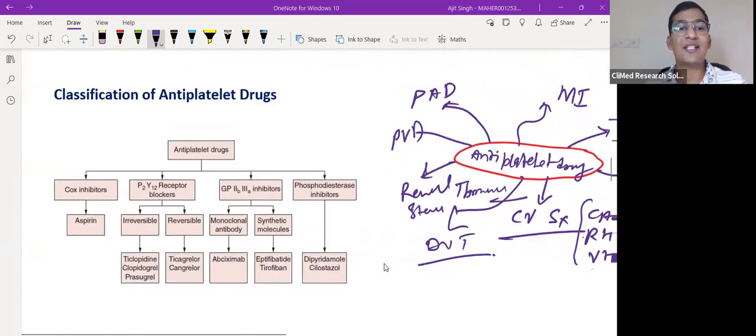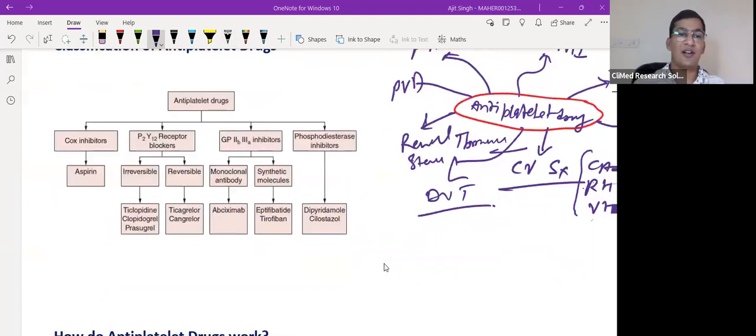So now this is the major classification. Here, look at the antiplatelet drugs. As I told you there also, first is the COX inhibitor, and there is only one medicine, aspirin, in that category. Another is the P2Y12 receptor, as I was talking about. In this, there are again two categories, guys.